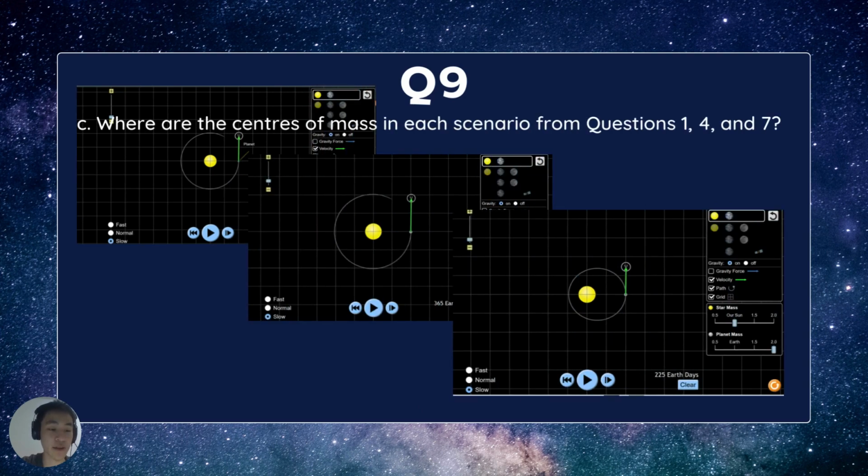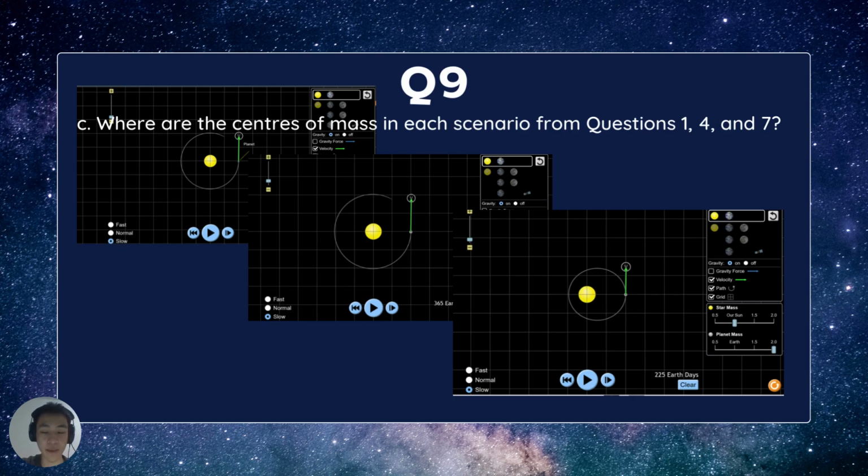And section C asks where the centers of mass are in each scenario from questions 1, 4, and 7. So I put the screenshots of 1, 4, 7 from left to right. Let's start from the very left side. I would say the COM of question 1 is very close to the center of the Sun, because the Sun's mass is much greater than the Earth's. So the COM is often within the radius of the larger body, which is the Sun. That's why we cannot see the Sun making a large observable motion in response to Earth.